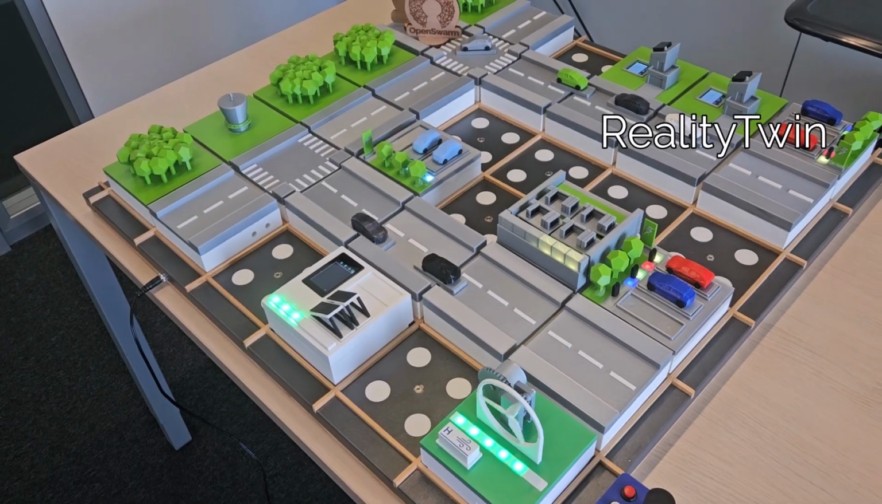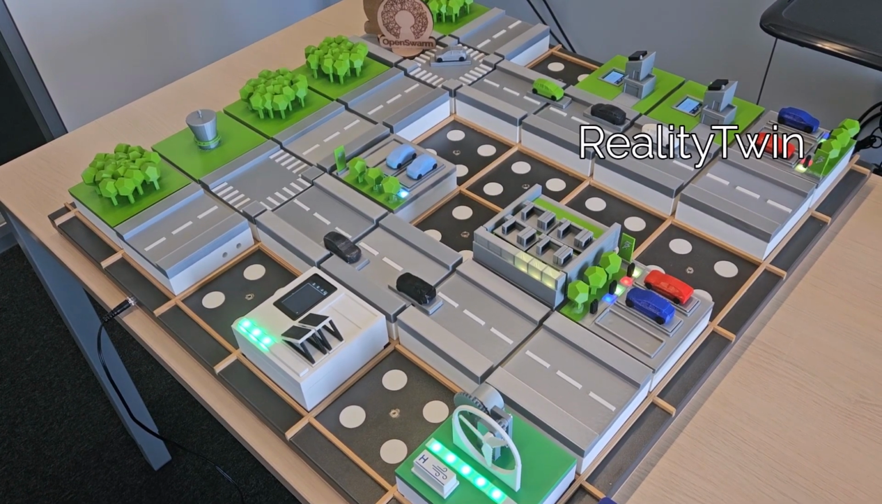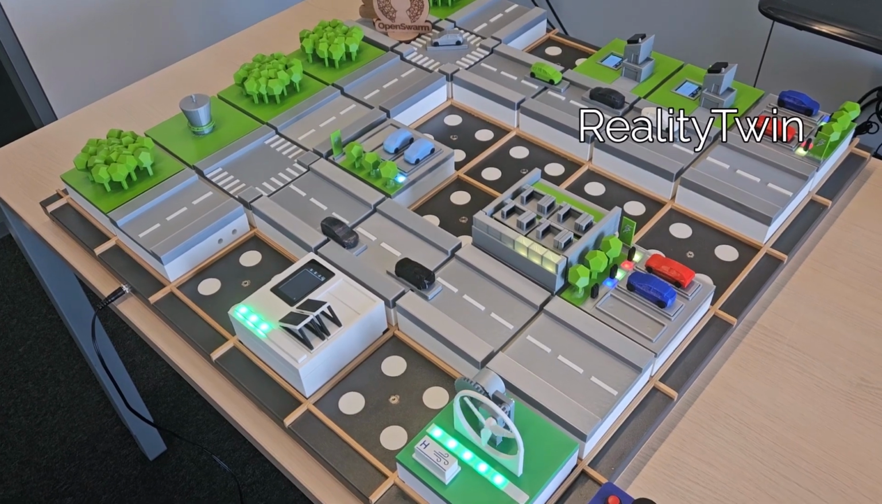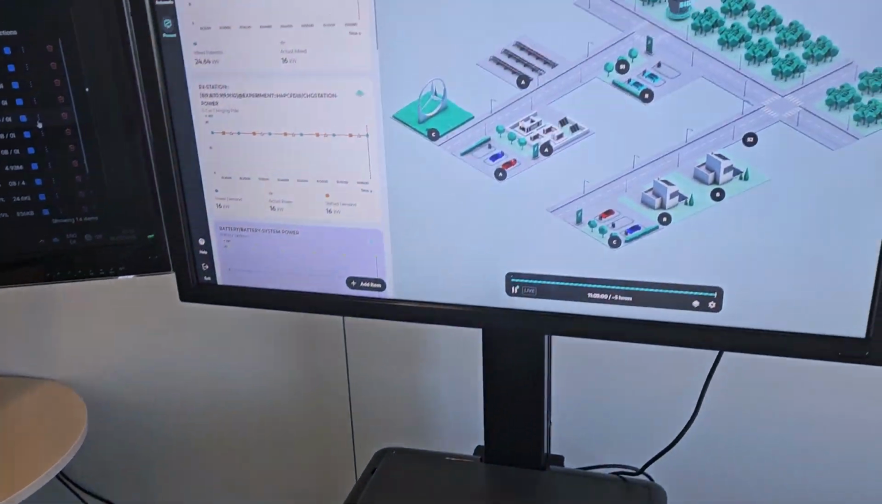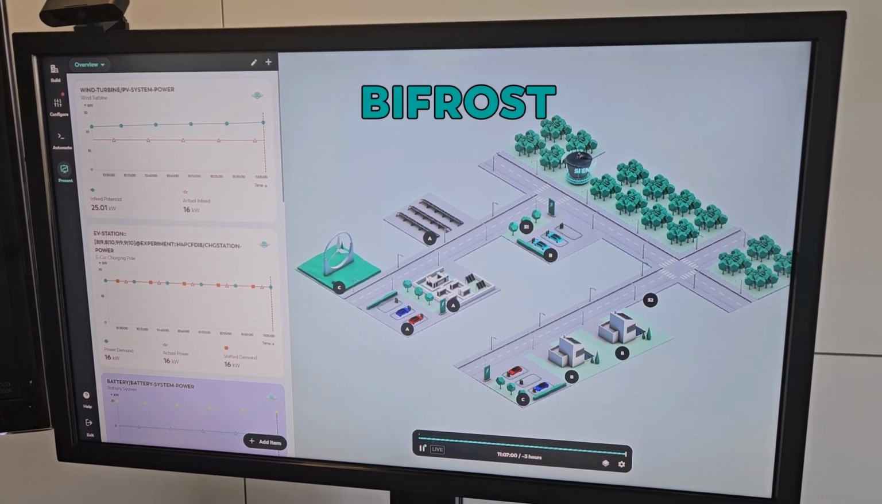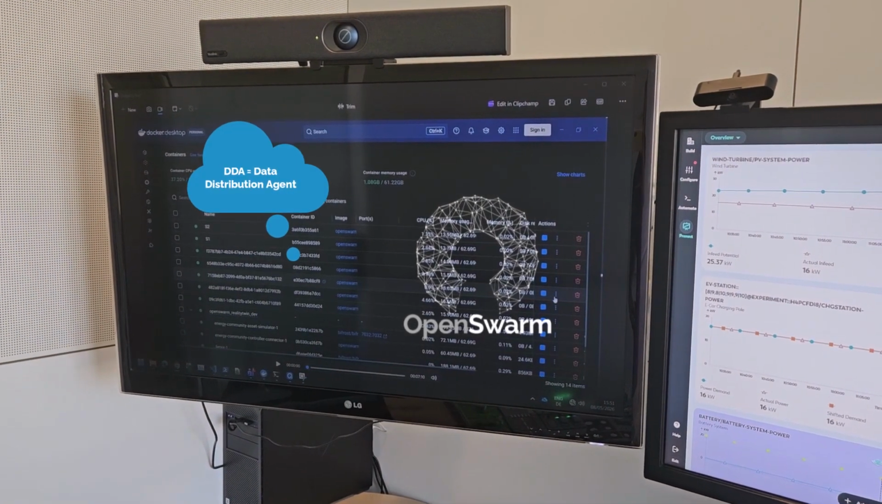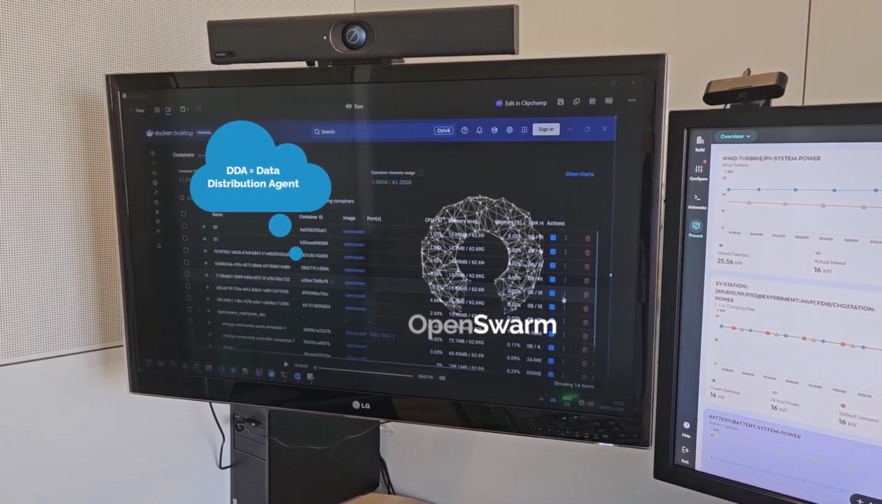The reality twin is a small-scale model of an electrical distribution grid, coupled with the Bifrost simulation to provide energy system data and an environment for our OpenSwarm DDA nodes.